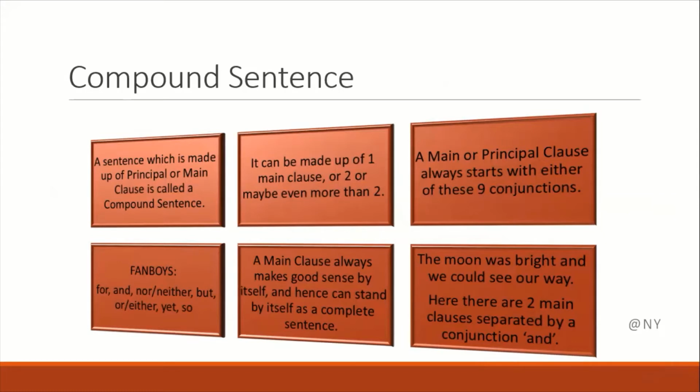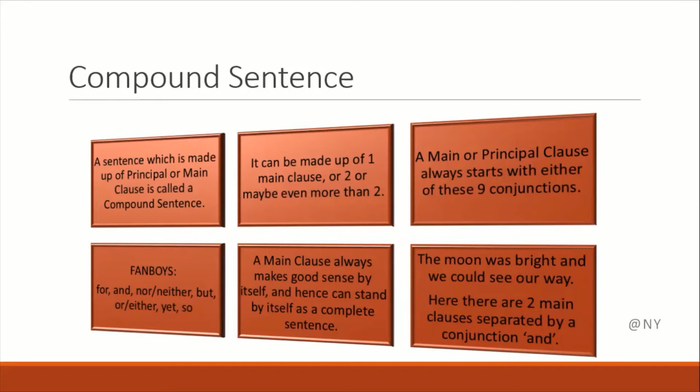A main clause always makes good sense by itself and hence can stand by itself as a complete sentence. Therefore, it is an independent clause. For instance, in sentence number 2, the moon was bright and we could see our way. Here, there are 2 main clauses that are separated by the conjunction and.